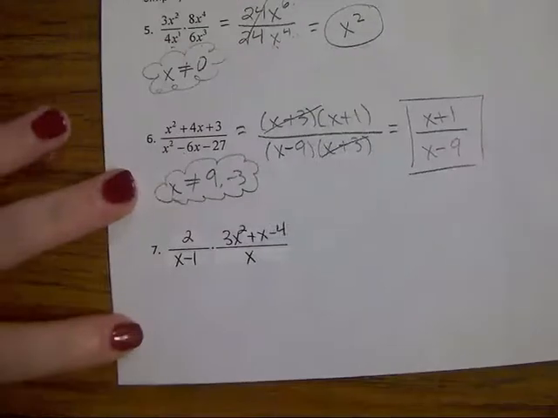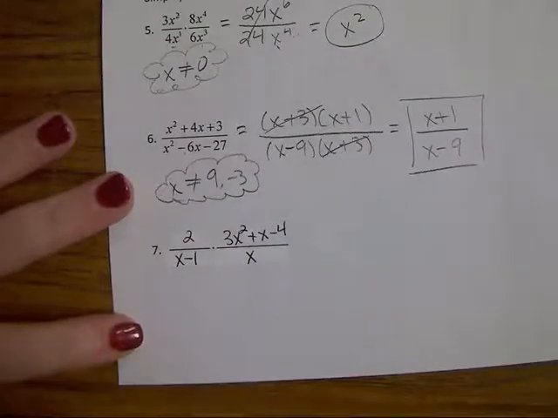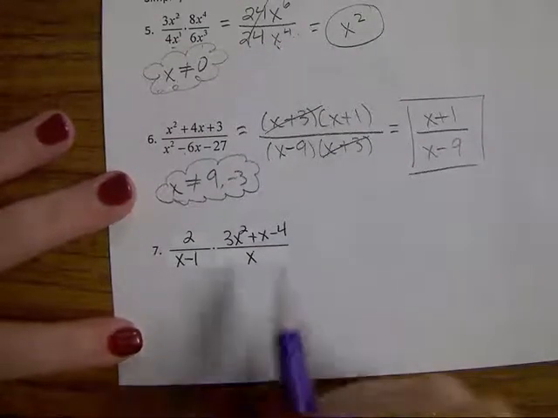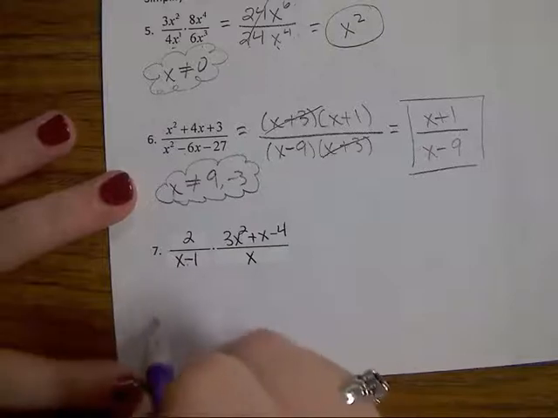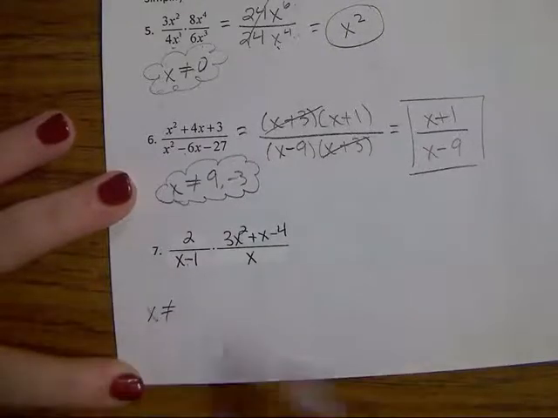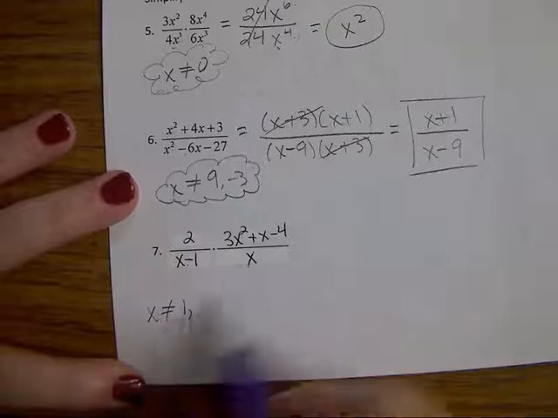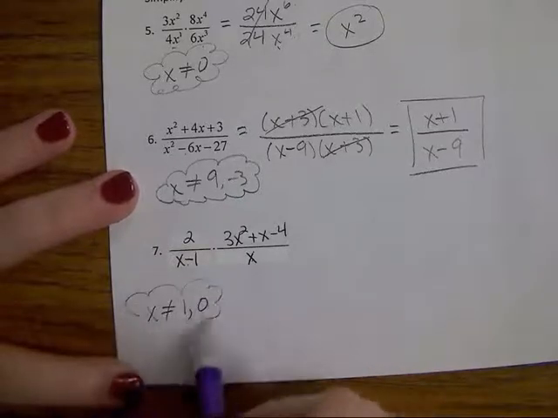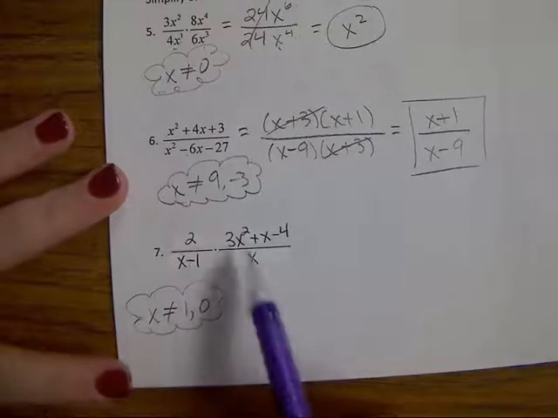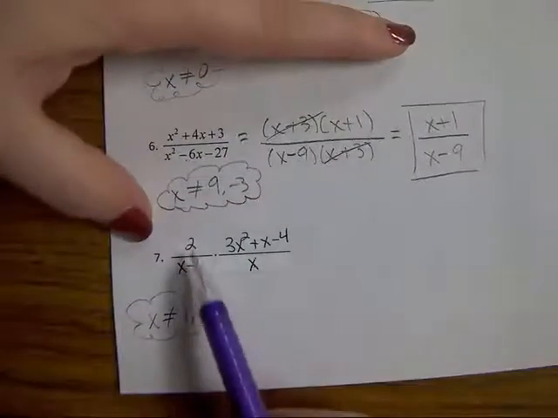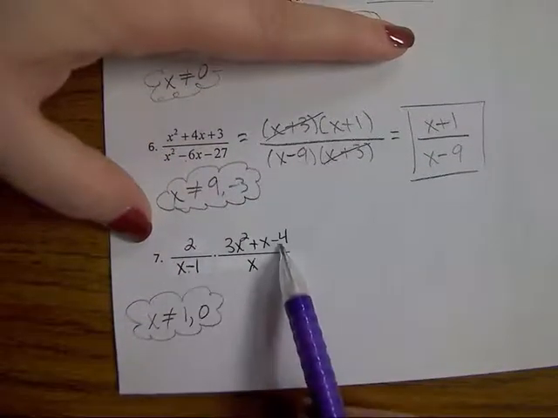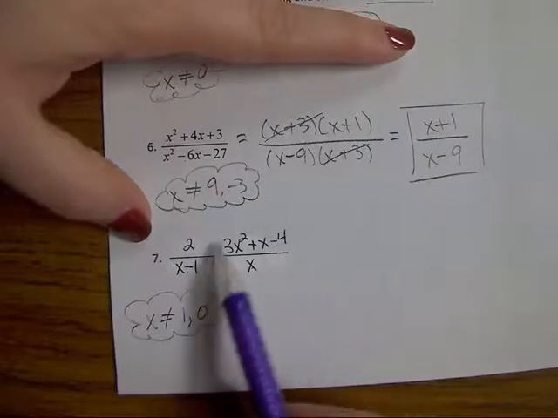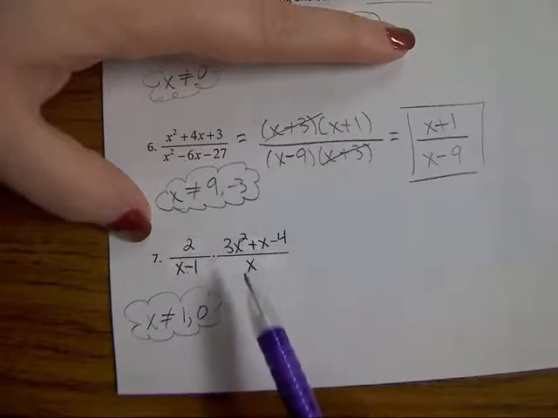All right, number 7. This is a multiplying problem. I can go ahead and tell you that my excluded values right here, x cannot equal 1. Right here, x cannot equal 0. So there's my excluded values. Let's solve. Let's see here. I can't factor anything except for this. And this lovely guy, we're going to have to actually factor by grouping.